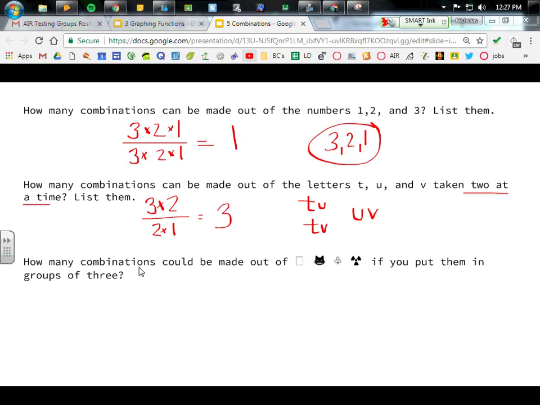All right, how many combinations could be made out of a square, a cat face, a clover, and a radiation symbol if you put them in groups of 3? So groups of 3. So we've got our largest permutation, which is 4 times 3 times 2. And our smallest permutation would be 3 times 2 times 1. So we would have 24 divided by 6, and we would have 4 of them.